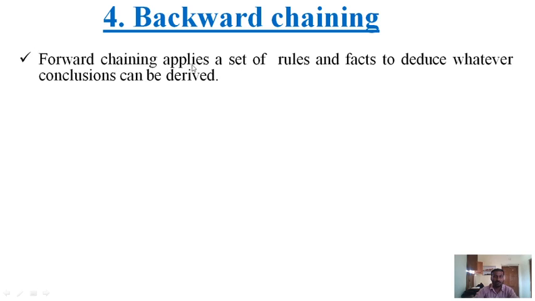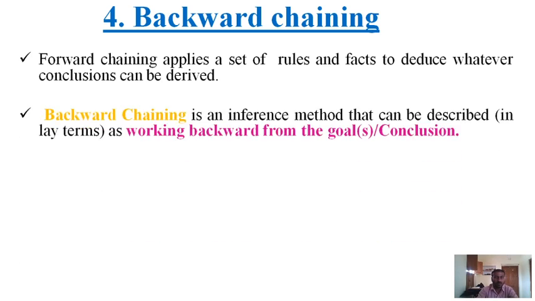Forward chaining applies a set of rules and facts to deduce whatever conclusion can be derived. So when you want to derive a conclusion from any problem, forward chaining applies a set of rules and facts to deduce conclusions and derive them from the proofs. In the same manner, backward chaining is also another concept.